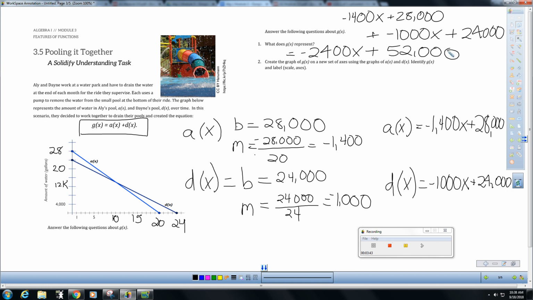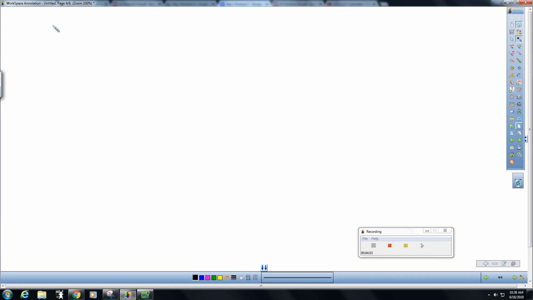It wants us to create a graph of g of x on a new set of axes using a of x and d of x, and then identify g of x. So they want us to graph this. That's g of x. Let's get a new screen. Negative 2,400x plus 52,000.